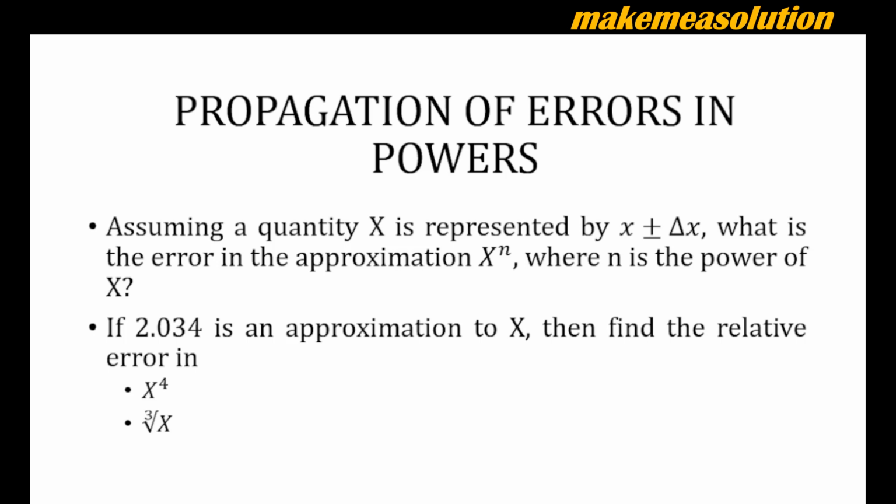From the first part, assuming a quantity x is represented by small letter x plus delta x, what is the error in the approximation of x to the power of n, where n is the power of x? So we are going to do it step by step.